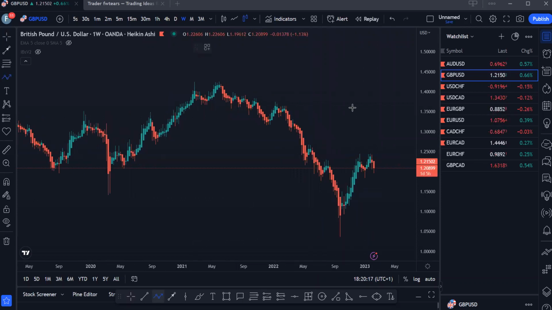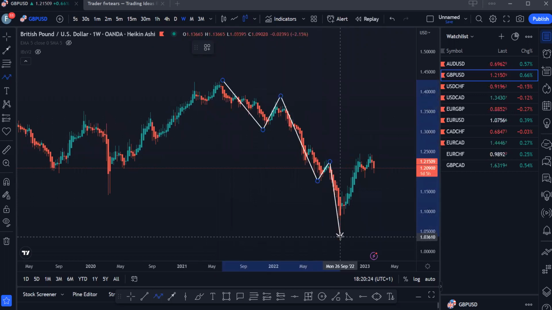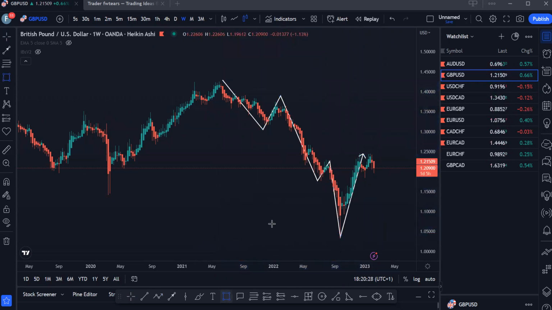I can see that price is very much in a downtrend from here. What can we see? And then currently we are in a retracement, and price is currently reacting to this supply here.